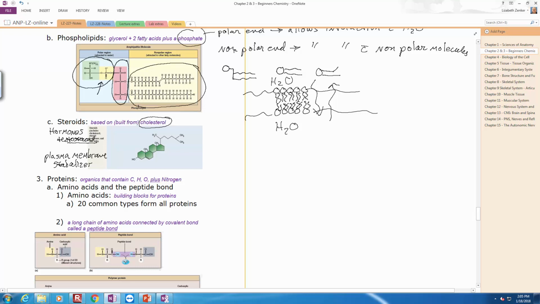Aldosterone. Progesterone is one also. It's just... sterone is in there. How about estrogen? Yeah, it just doesn't have the word sterone in it, but it is. So estrogen, testosterone, progesterone, aldosterone, all steroid-based hormones.